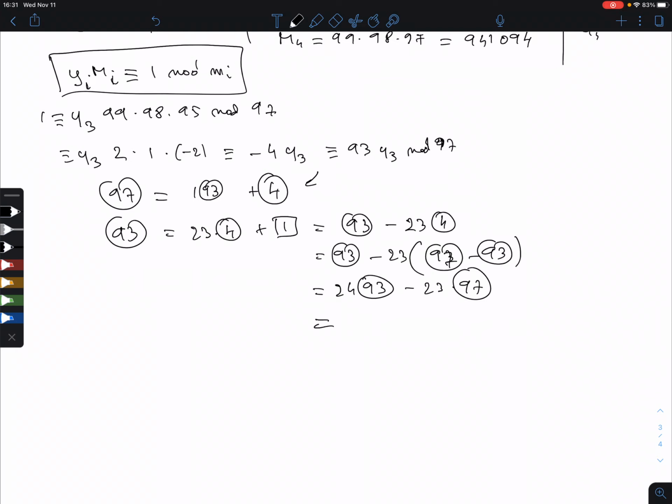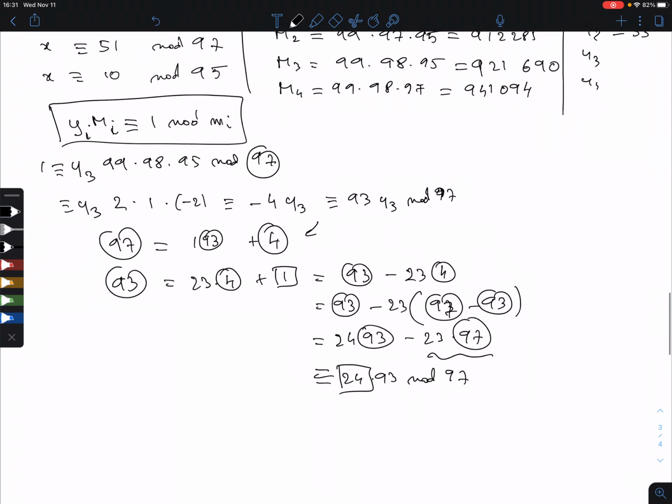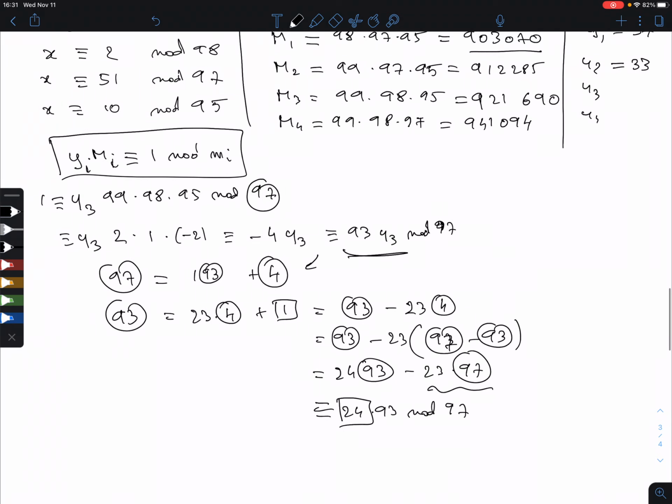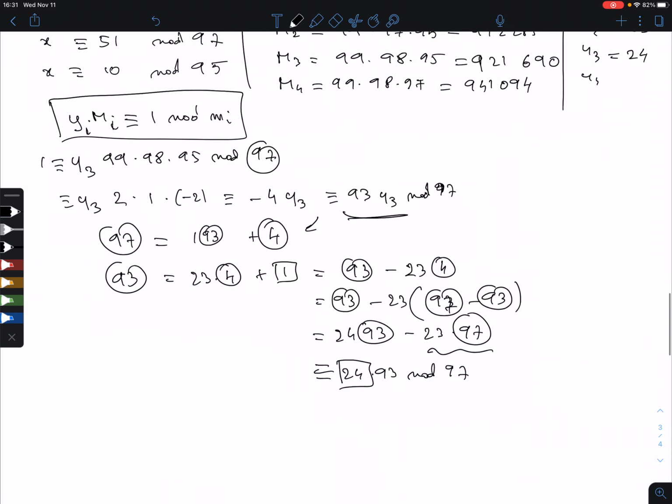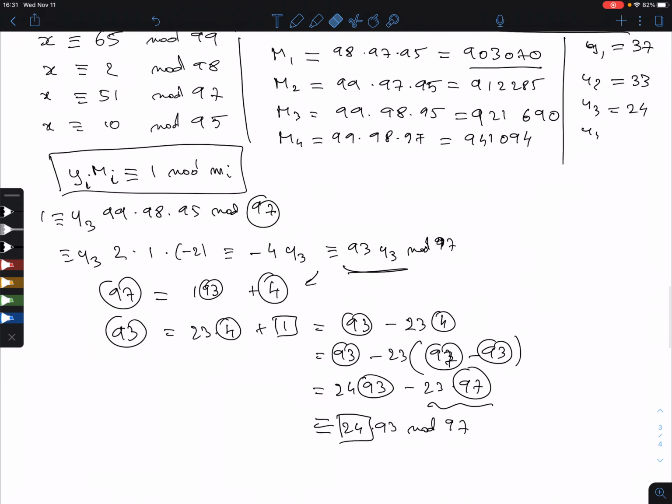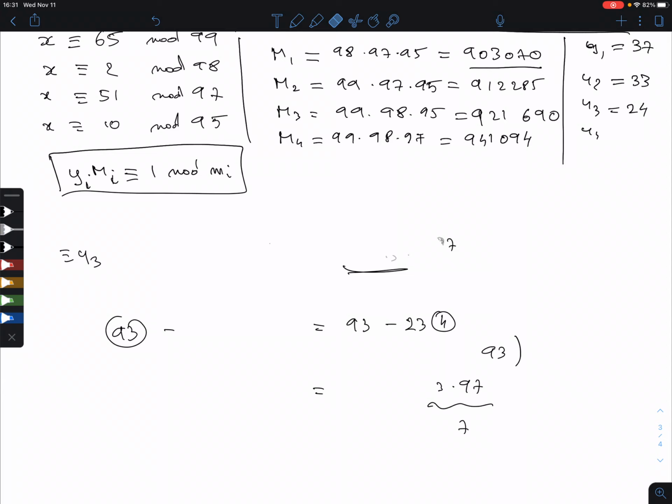Now, we are working mod 97, so this part will disappear. And we get 24 times 93 mod 97. So this tells me that y3 is 24. Remember, we were looking for the inverse of 93. So that's 24.